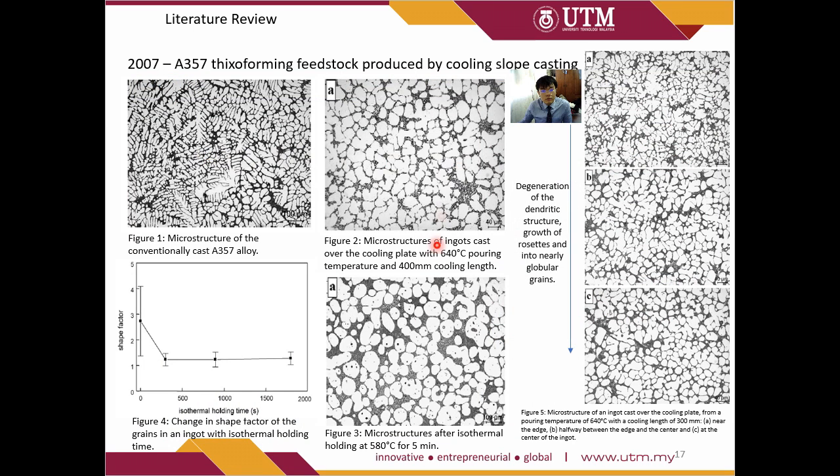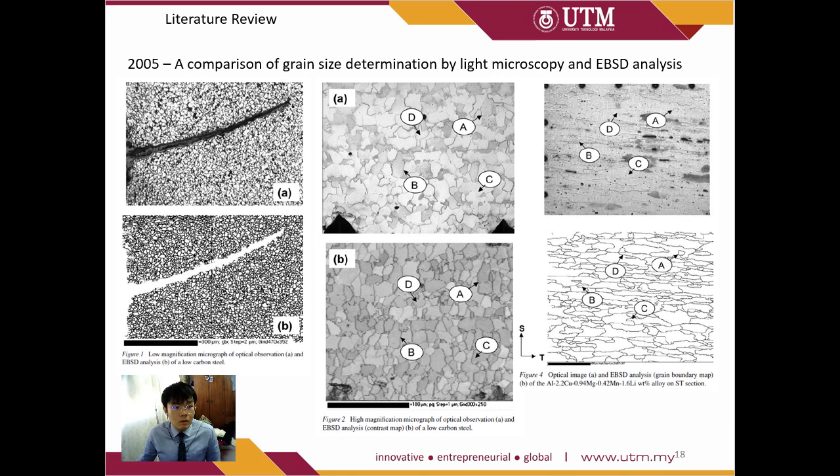These three figures show the change of microstructure after a certain process, and this is the change in shape factor after isothermal holding time. And this is the degeneration of the dendrite structure, growth of rosette, and turning into nearly globular grains. And this paper compares light microscopy analysis and electron backscatter diffraction analysis.